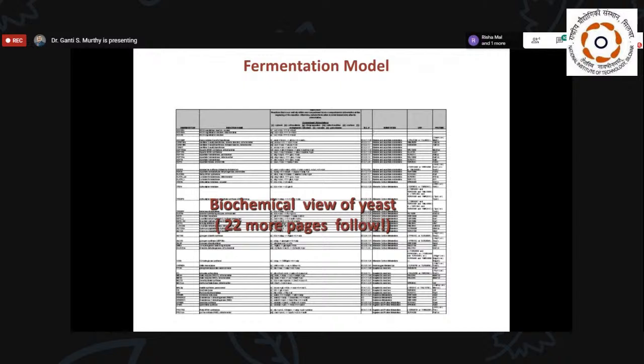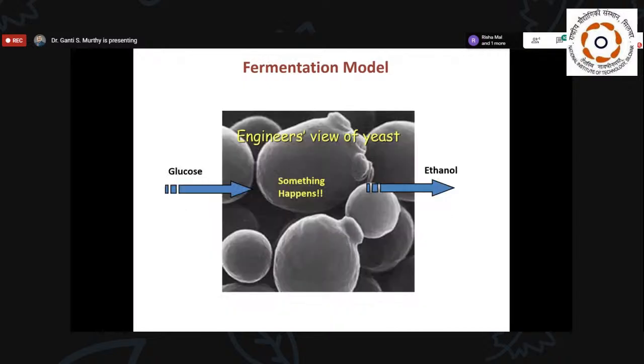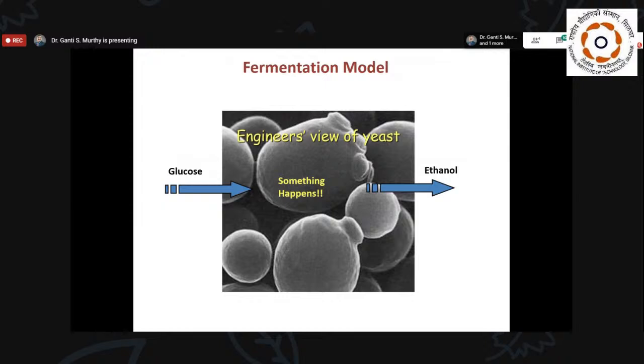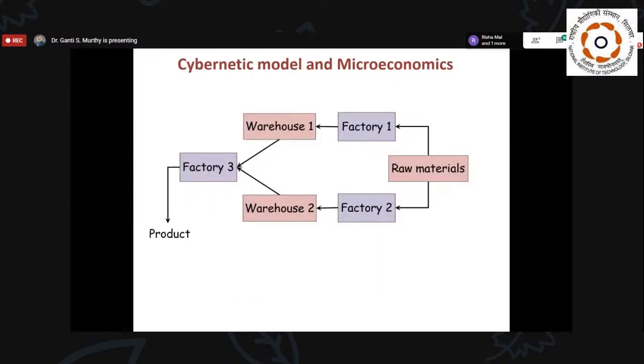easy task. But then how do we engineers view this? This is our engineer's model of yeast: glucose goes in, something happens, and then we have ethanol coming out. But we wanted to have a happy balance between these two things. So for that, we went to what we call the cybernetic model.